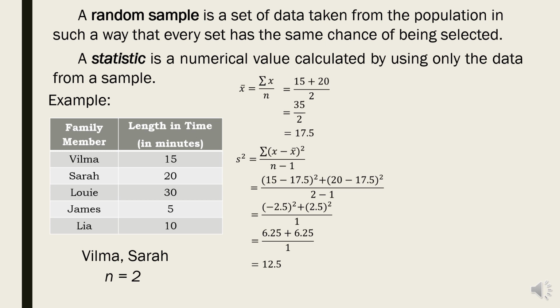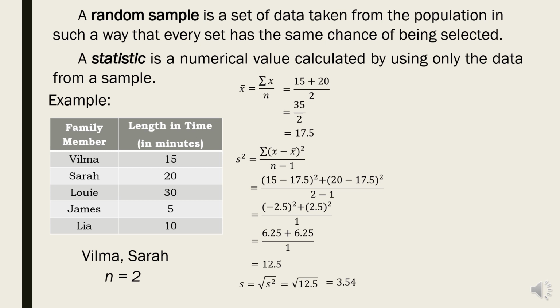And this is now our sample variance. And to get the sample standard deviation, the symbol for standard deviation, if we calculate using the sample, is S. So get the square root of the sample variance, which is S squared. Since the sample variance is 12.5, get the square root of 12.5, the result is 3.54.